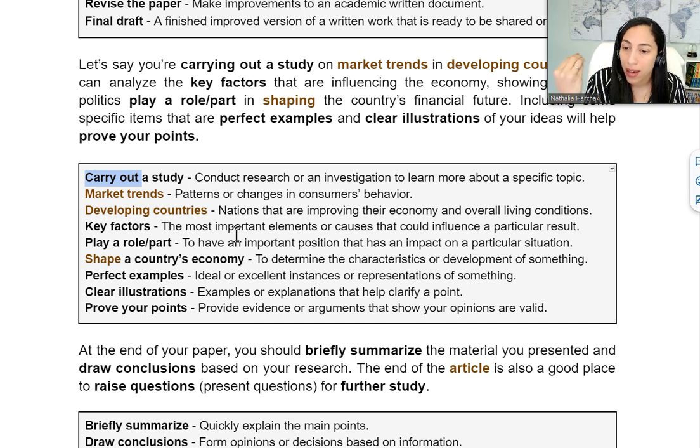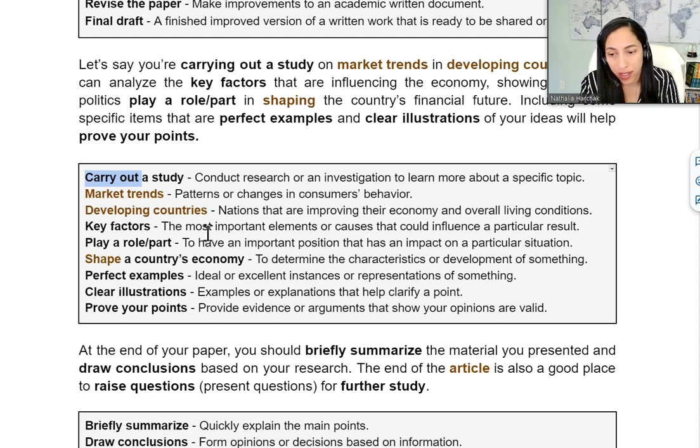To shape a country's economy. So to shape is to give form to something, okay? So to determine the characteristics or development of something. Perfect examples: ideal or excellent instances or representations of something. Clear illustrations means examples or explanations that help clarify a point. And prove your points: provide evidence or arguments that show your opinions are valid.